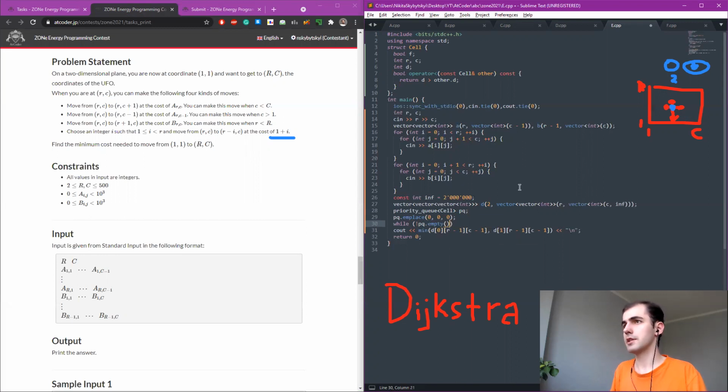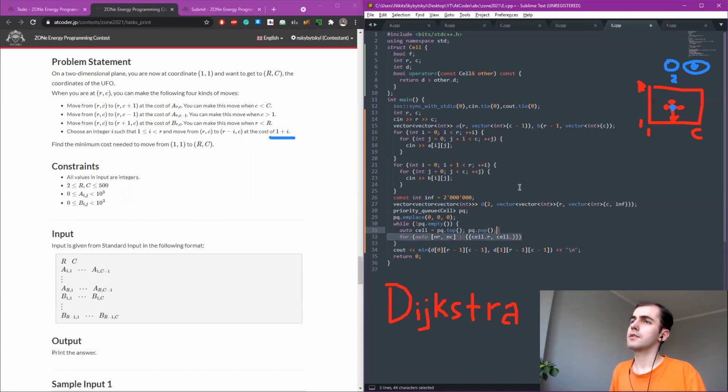While it's not empty, take the top and pop it. Wait, can I just write it like this? I always forget. No, because you have to consider everything separately. Okay.